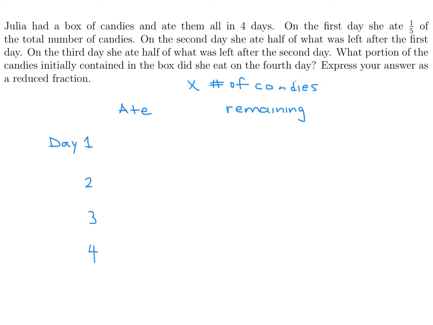So on day 1, she eats 1/5, right? That's what they say. So that means she eats x over 5. So what's remaining would be x minus x over 5, which is 4x over 5. Okay, day 2, she eats half of what was left. So she eats half of this, and that is 2x over 5.